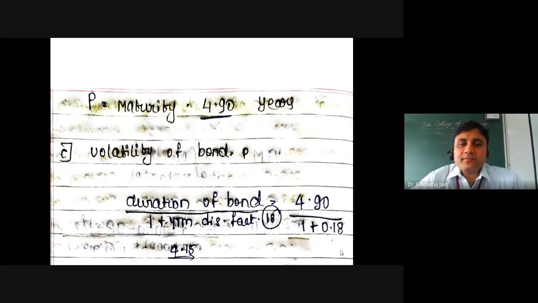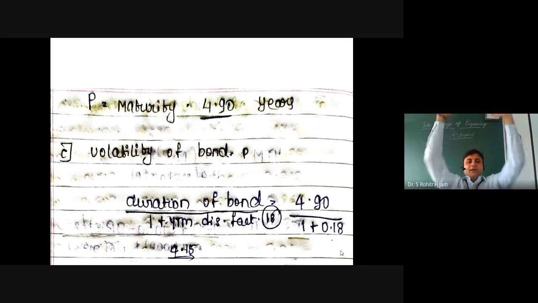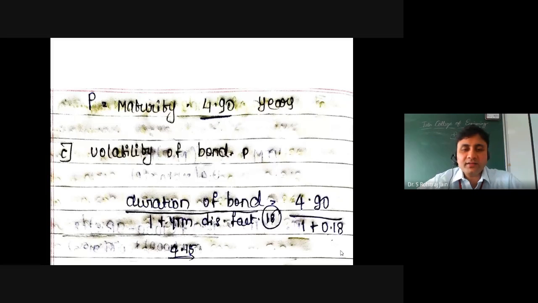Students, please see there. 4.9, and the volatility of the bond is how much? Duration of the bond, which is equal to 4.9, divided by 1 plus 18%. That is the modified duration, or volatility of the bond. 4.9 divided by 1.18 is 4.15. All of you have got 4.15, the C part.